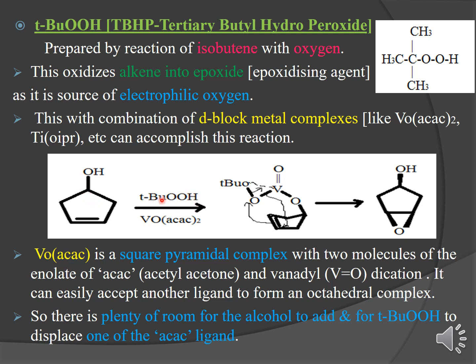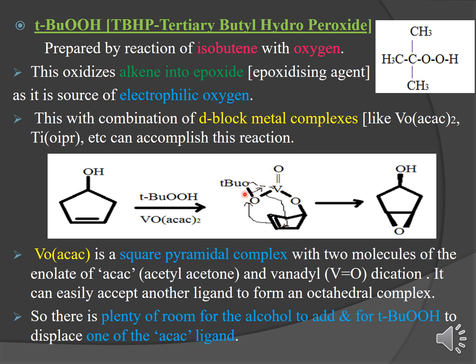tertiary butyl peroxide, in the presence of vanadyl acetylacetonate. Here you can write this compound as this bond will be a little bit tilted, so that you will get back this structure. This structure is similar to this. So here what happens is the oxygen will go and bind with this reagent, and there is a formation of this complex moiety.